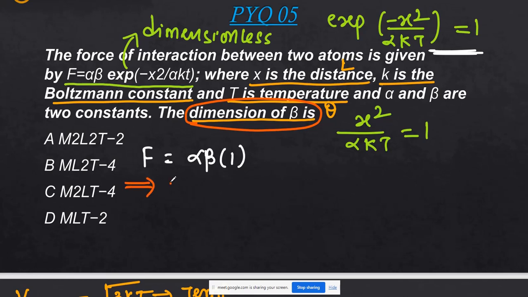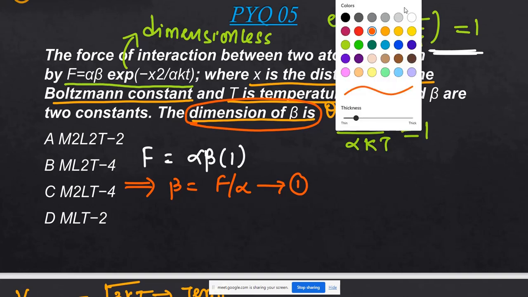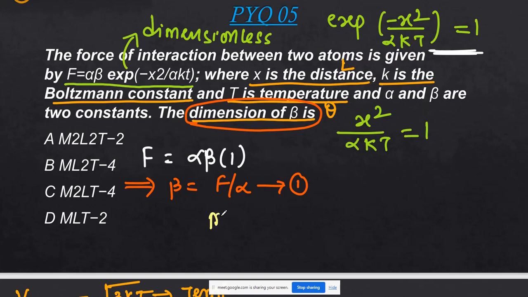From this formula, take the subject of beta. What will you get? Force by alpha. This is expression 1. So if you substitute the dimensions of F and the dimensions of alpha, you'll get the answer. You know the dimensions of F, that is M L T power minus 2. But do we know the dimensions of alpha?